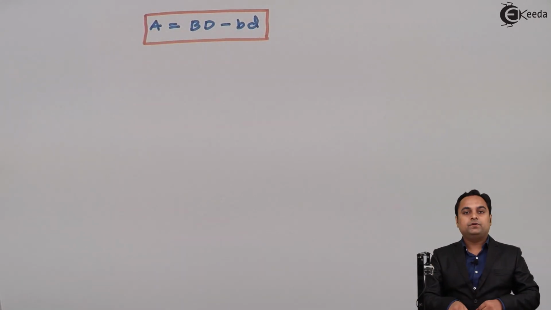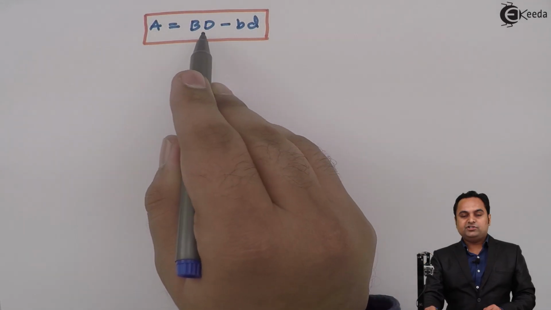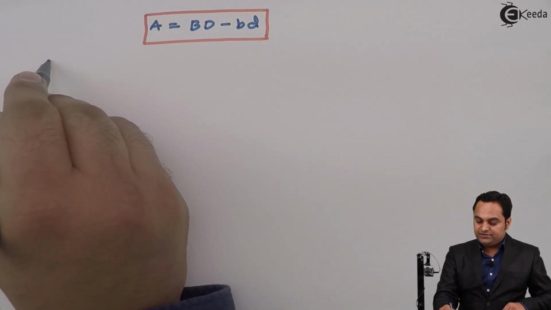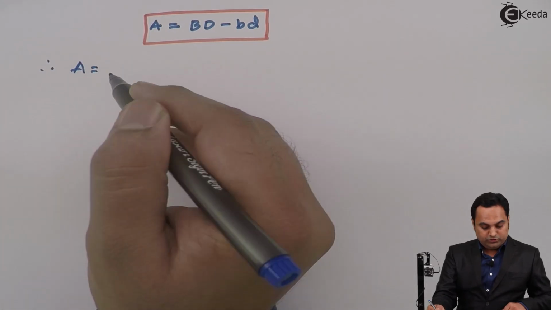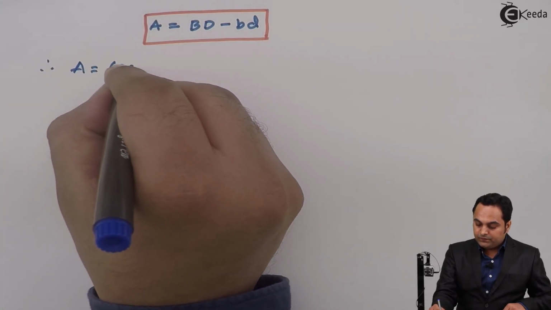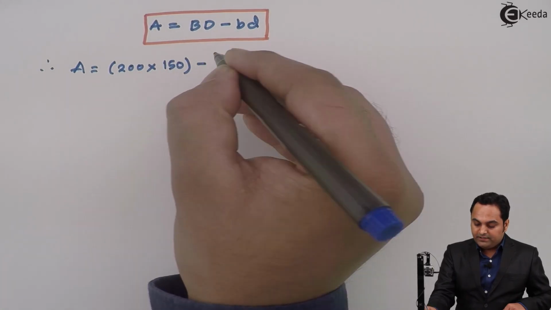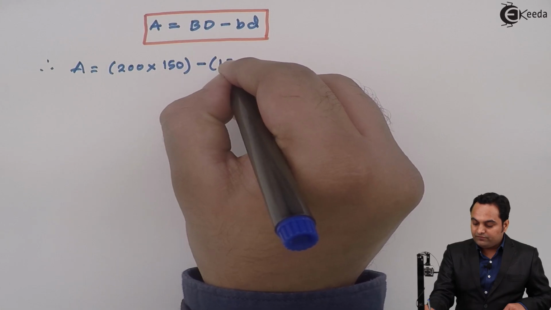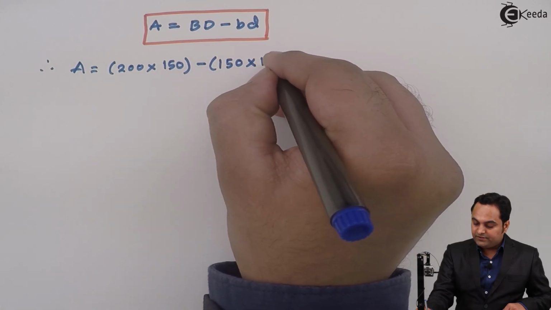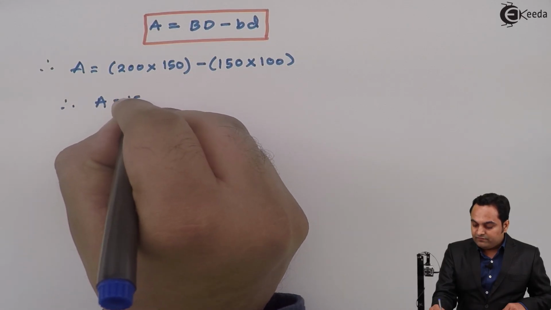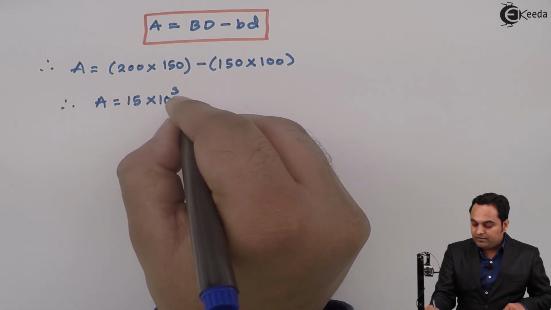That is, here from the outer dimensions we are subtracting the inner dimensions to get the area, and since it is a rectangle, therefore outer B is 200, D is 150, minus smaller b is 150 and small d is 100. So from this I'll get the value of area as 15 into 10 raised to 3 mm square.